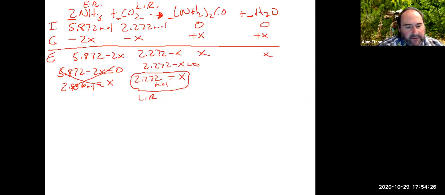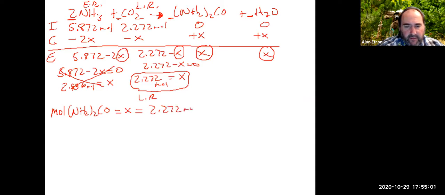And again, we always use the limiting reagent here to figure out how much product and everything else is going on. Now, the nice thing again about this table method is we can very quickly get to our answer here. All these x's in this table are the x value that we just solved for. So in this particular case, we're interested in the NH2CO2NH4. So we know that the moles of NH2CO2NH4 there is equal to x, which means we have 2.272 moles of it.